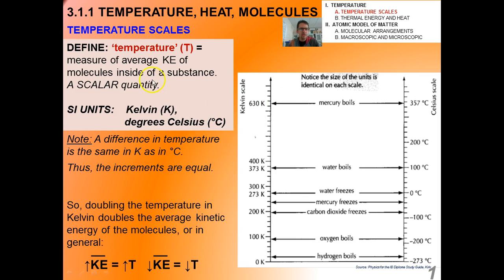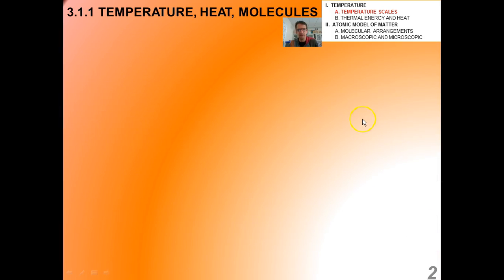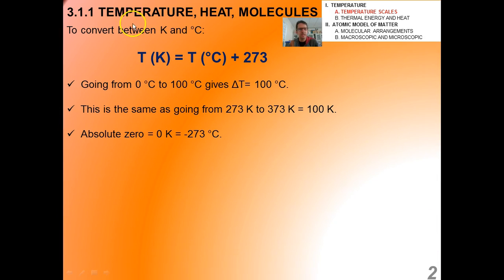So for example, since temperature is proportional to average kinetic energy, as I increase the average kinetic energy, the temperature goes up and vice versa, okay? A couple of things about the Kelvin and Celsius scale. Notice that Kelvin goes down to 0, whereas Celsius can have negative values. I'll talk about that in just a second, okay?